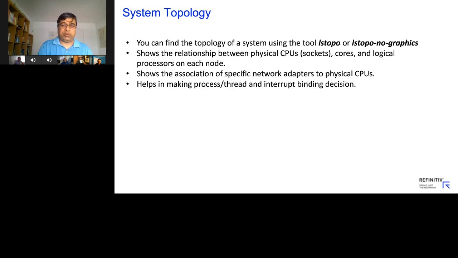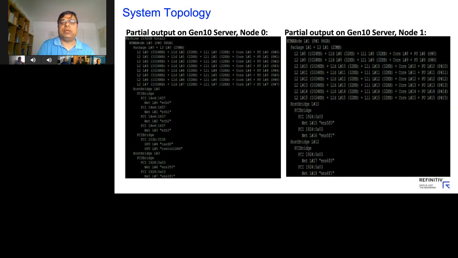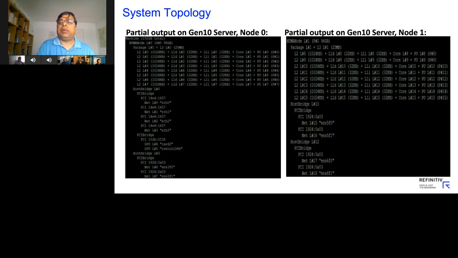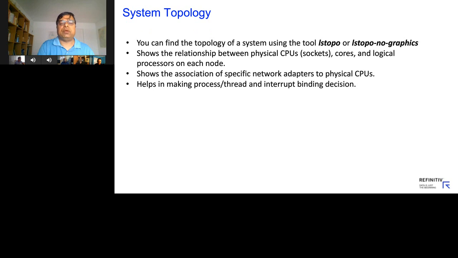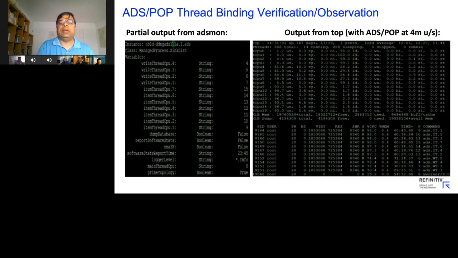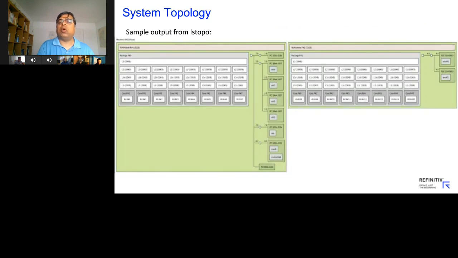And a couple of things about what not to do, right? So on systems where you have a high rate of interrupts, for example, when you're speccing this to handle thousands of connections, we have those use cases in production. Make sure not to bind the interrupt handler along with one of the main threads of the ADS-POP, like a main thread or an item thread or a writer thread. So make sure the interrupt handler is on its own core.